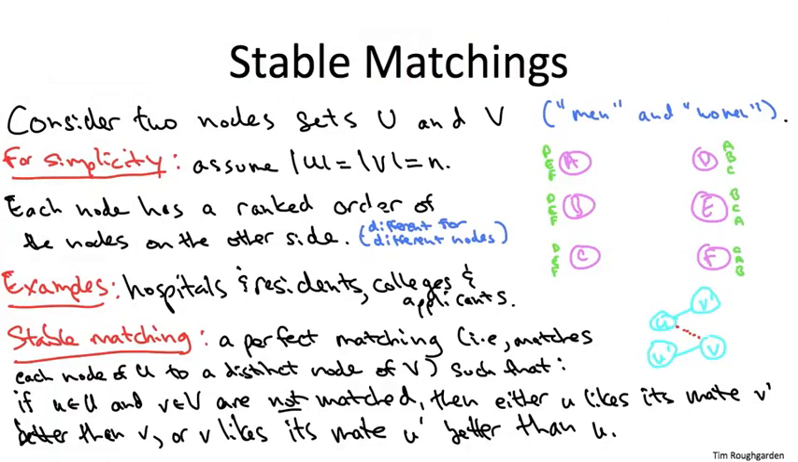So that's an unstable matching, but as long as there's no blocking pair of this form, and for every pair which is not matched together, there's a good reason for it, then we deem it a stable matching.